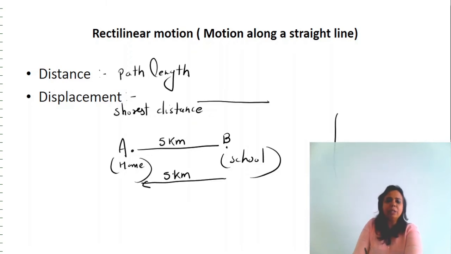Then what is the total distance I covered? That is 10 kilometers. But what displacement did I cover? As you can see, displacement is the shortest distance. You started from home, and now you are coming back to your home. So there is no overall change in position. That means your displacement is 0 kilometers. Now you are getting my point.